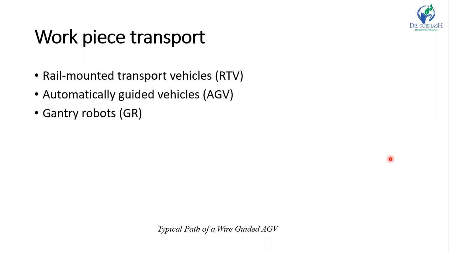Then next one is the workpiece transport. So three devices are used for transporting the workpiece from the store to the machine, that is the rail mounted transport vehicle RTV, automatically guided vehicle AGV, and gantry robots GR. So the RTV can carry workpiece from the store or setup station to all those machines which can be interlinked with rails. So this may sometimes impair access to the machine but offers a reliable transport traveling at high speed on linear routes.